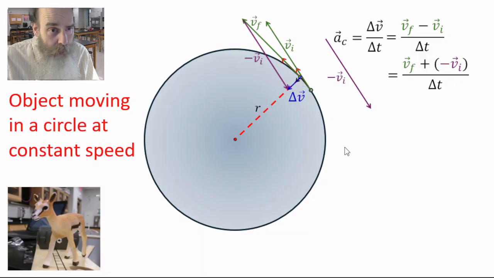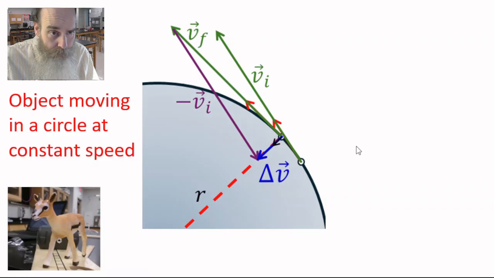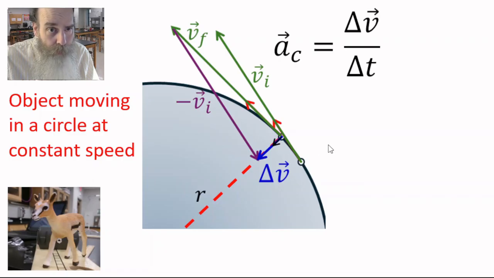Again, it is directed towards the center of the circle, and it is larger than delta v for the smaller vectors. Here it is up close. V final, negative v initial. There's our delta v, going from the tail of v final to the head of negative v initial. We see that it is directed towards the center of the circle, and it is a greater magnitude than what we originally had, which is the black vector here. So AC is delta v over delta t.